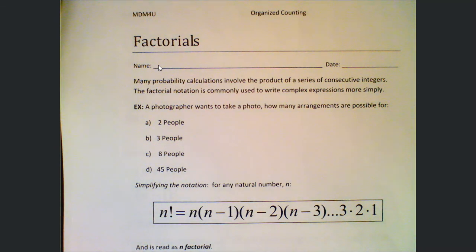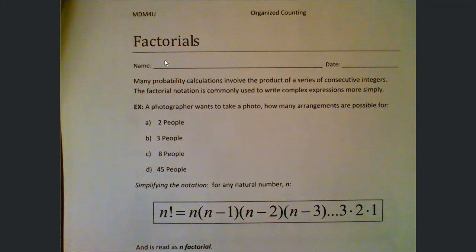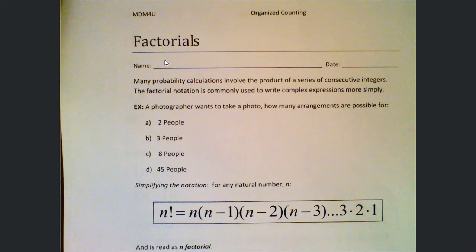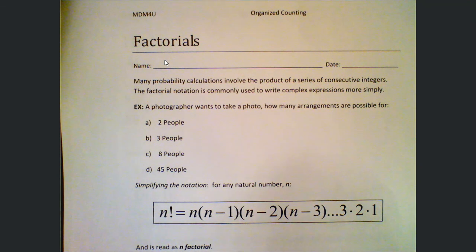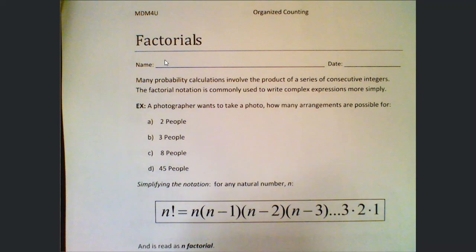It's a really quick way of using certain attributes on our calculator in order to figure out and calculate the number of ways of arranging objects. As you can read from here, it says many probability calculations involve the product of a series of consecutive integers. The factorial notation is commonly used to write complex expressions more simply. Okay, so what does this mean? You can see this fancy formula below, and although it looks a little bit strange, we'll be able to figure out exactly what this is shortly.